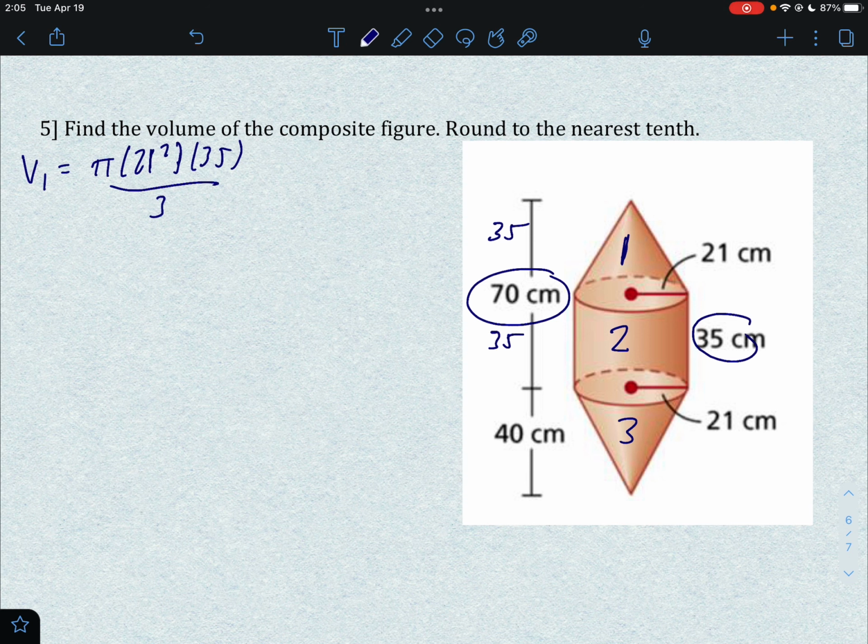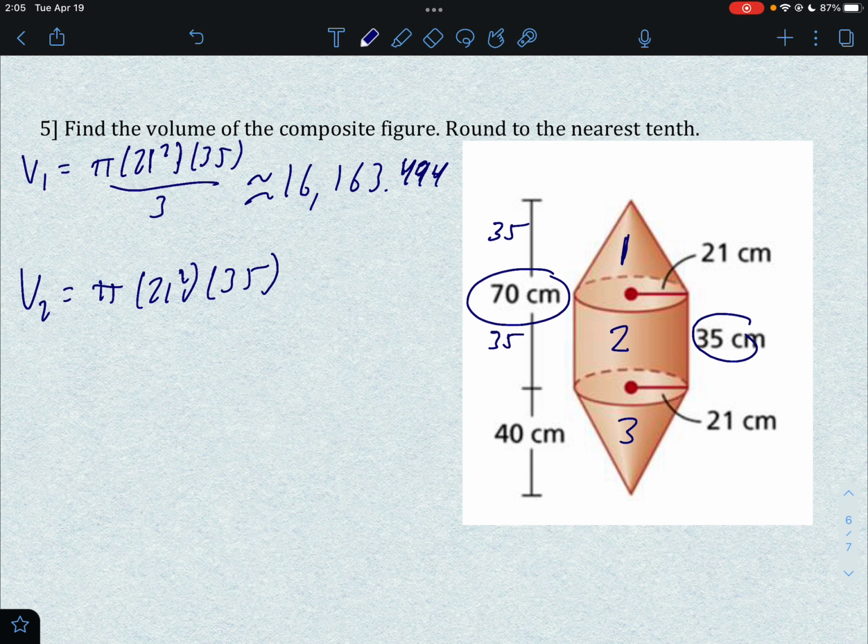So let's type this in our calculator. We're rounding here, so we could type this all into our calculator. And we should get 16,163.494. V2 would be pi r squared h, not over 3, because it's a cylinder. So that would be 48,490.483.